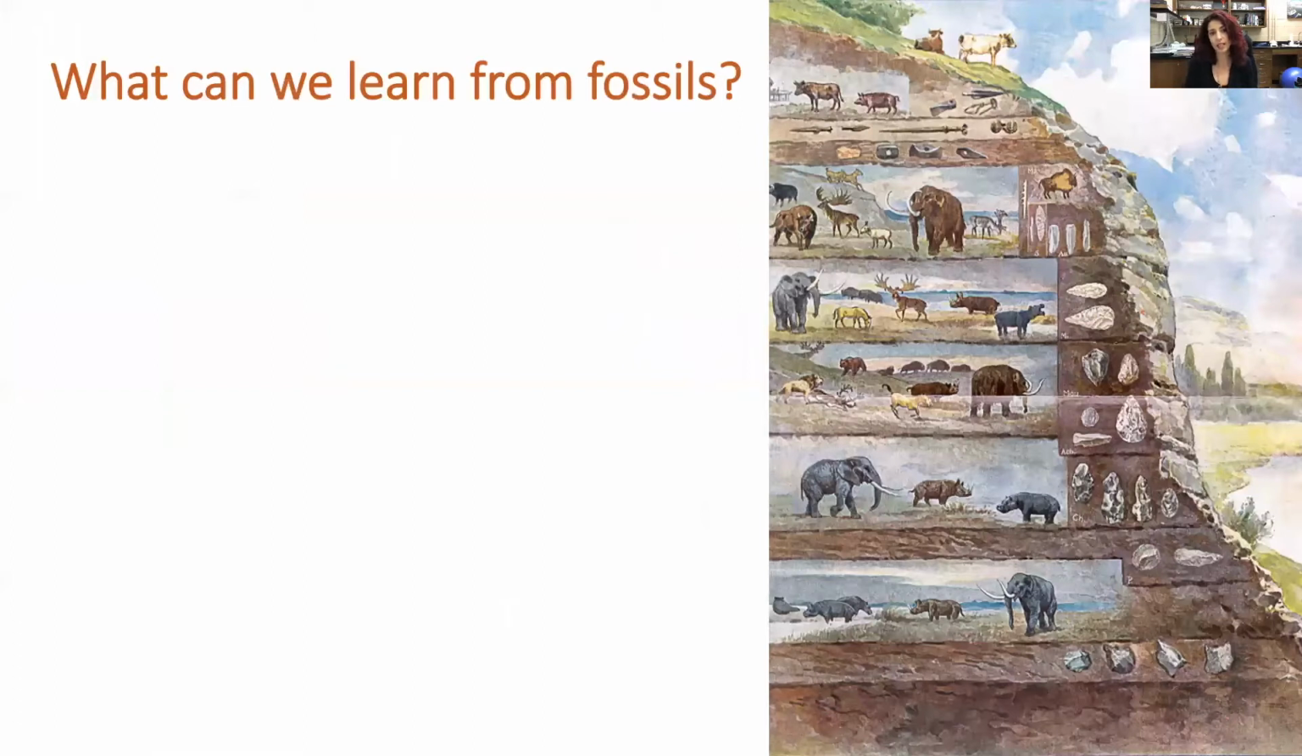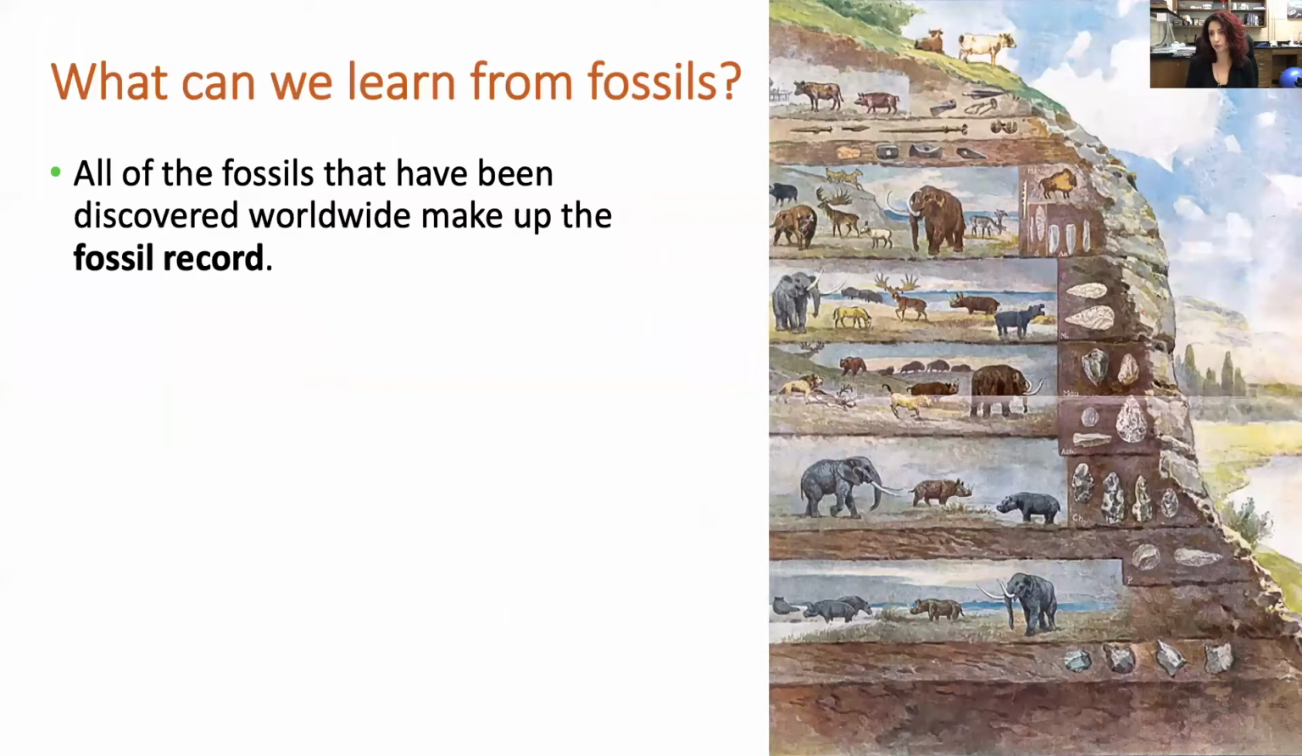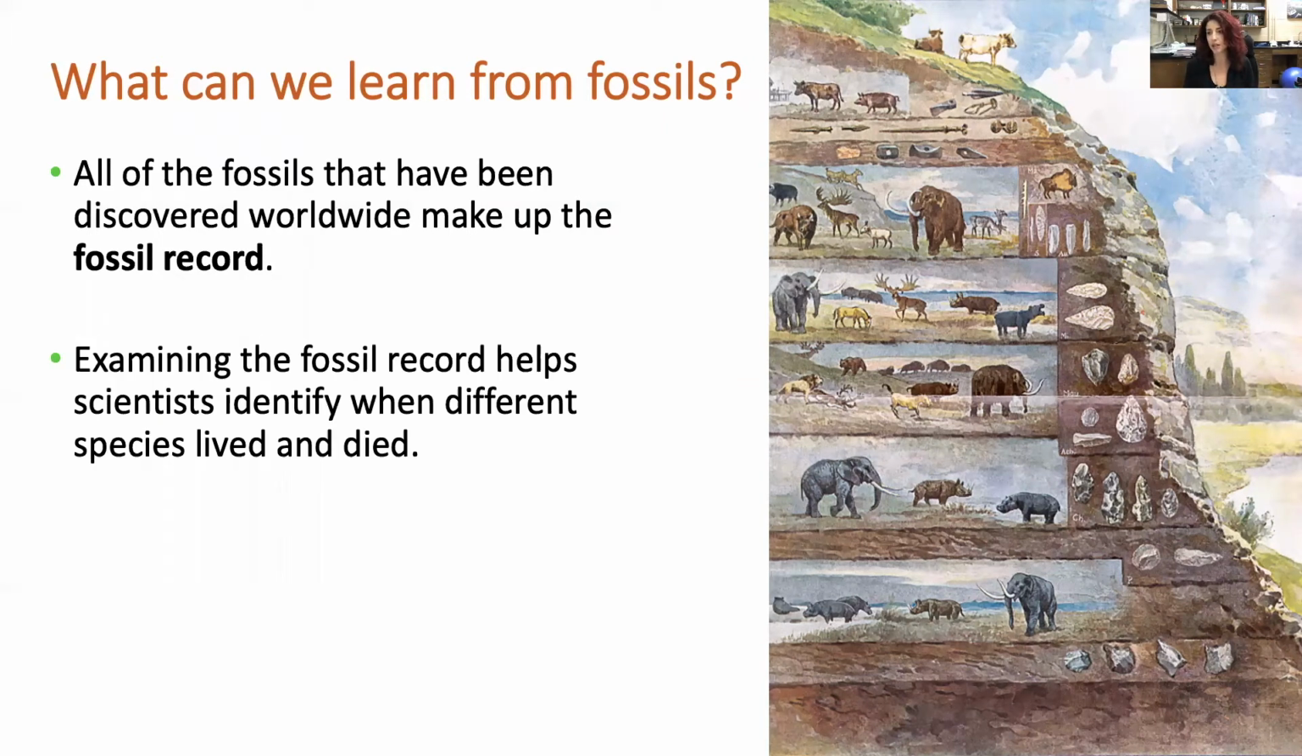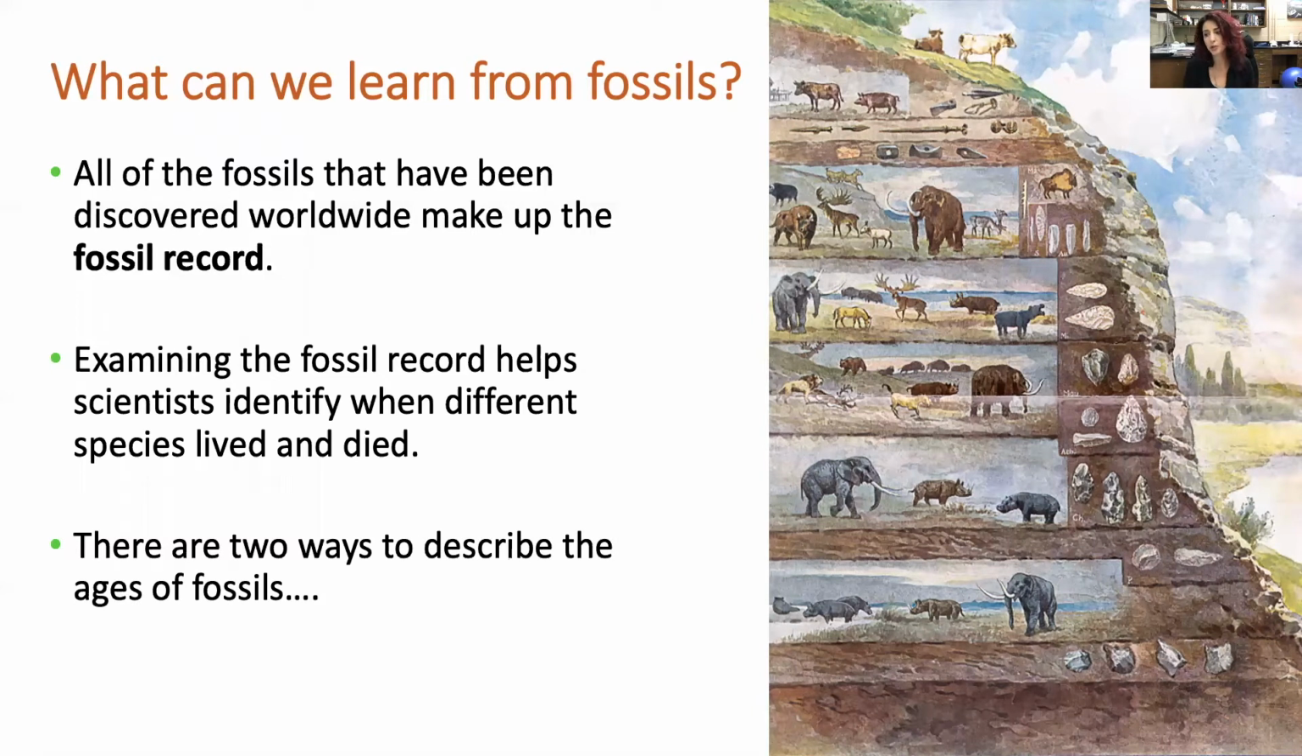So what specifically can we learn about fossils? Well, I used the phrase fossil record in the last slide. All of the fossils that have been discovered worldwide are considered to be part of the fossil record of Earth. Examining the fossil record helps scientists identify when different species lived and died on this planet. So the record here is composed of different rock types that are stacked upon each other, each containing different types of fossils. And there are two distinct ways to describe the age of fossils.